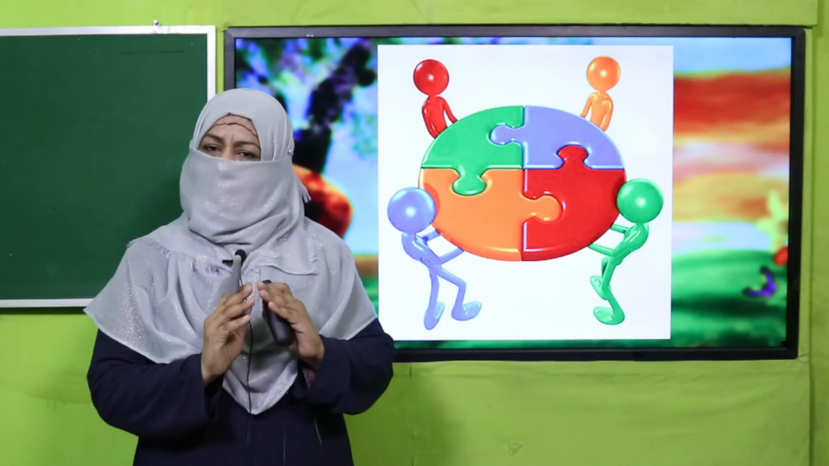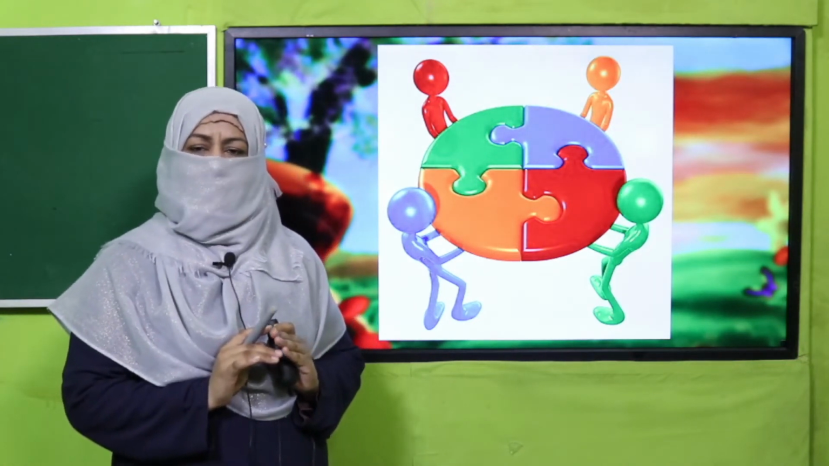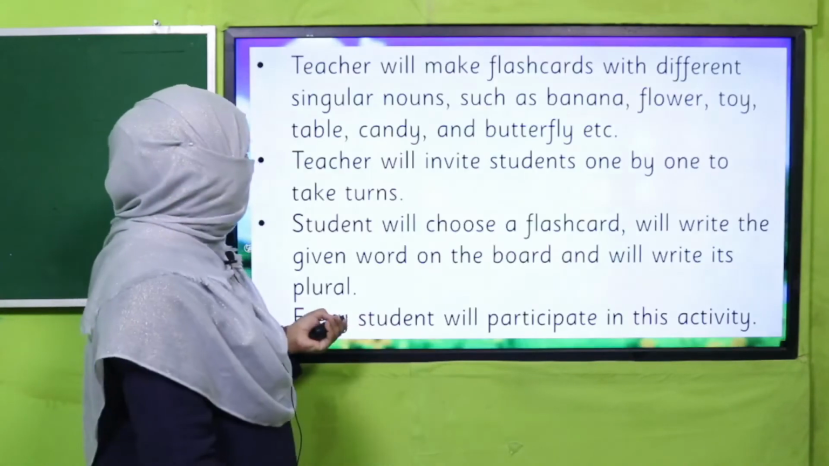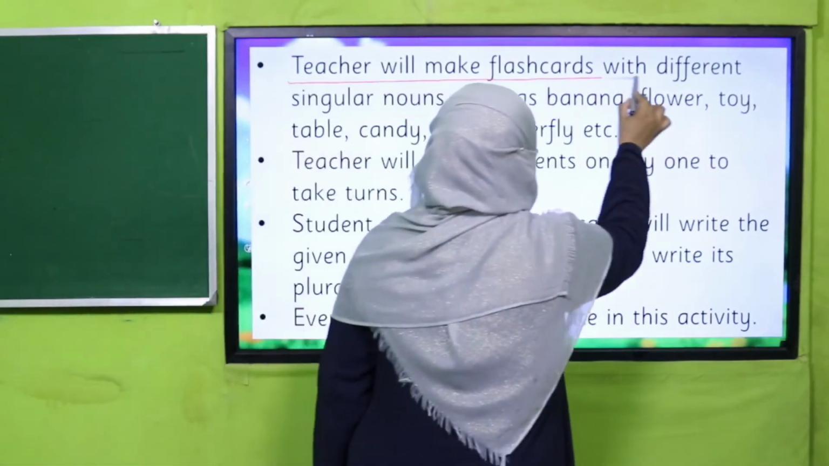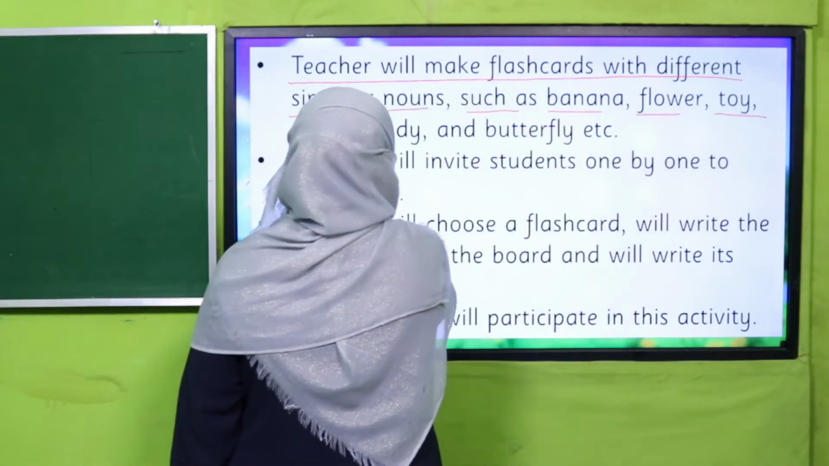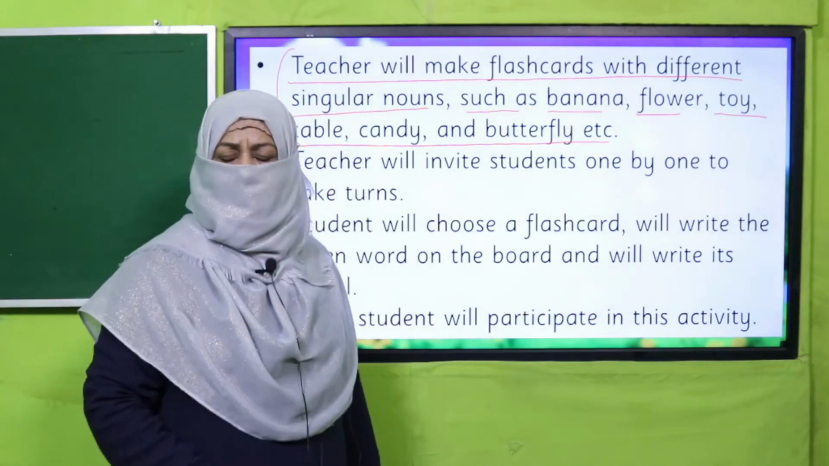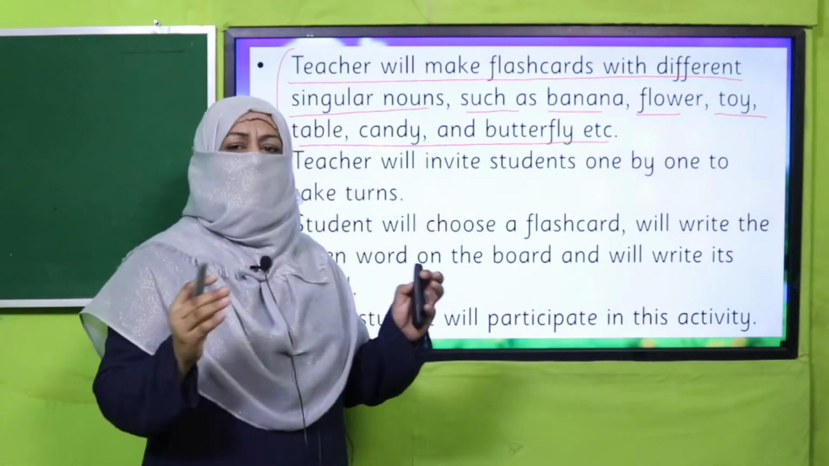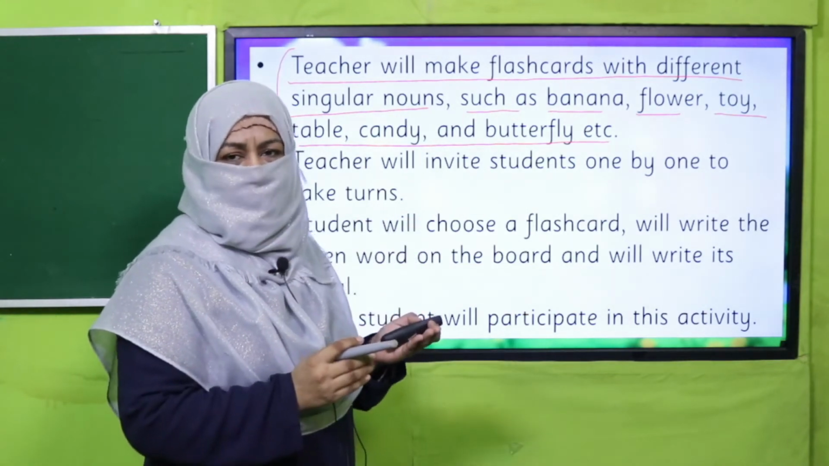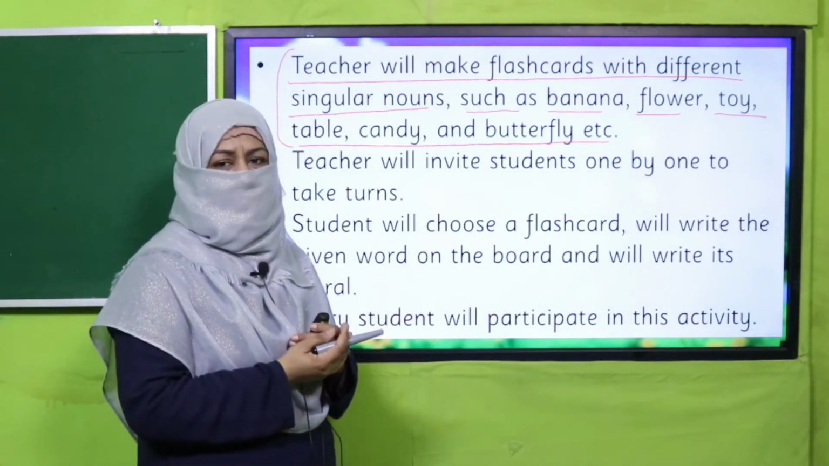So there are more rules, but we are stopping here. We will learn only these rules in this lecture. So I'm going to check what you have learned through an activity. Are you ready for that? All right. So teacher will make flashcards with different singular nouns such as banana, flower, toy, table, candy, and butterfly. Teacher, I have given noun vocabulary in the lesson plan. You can take from that because we have to take a mixed blend of different types of nouns. You can take that list from the lesson plan or you can make a list of your own. But I suggest sticking with the rules which we just learned.